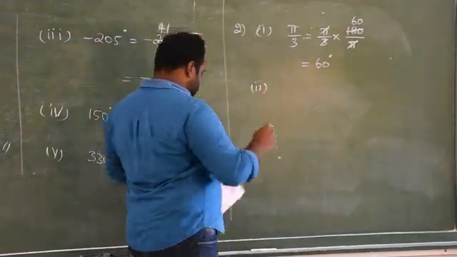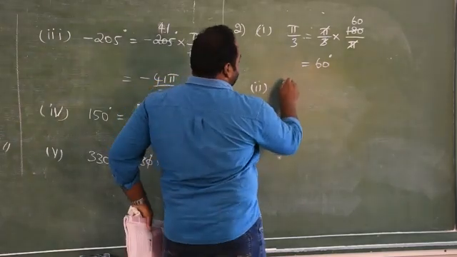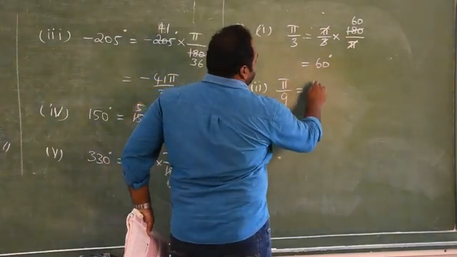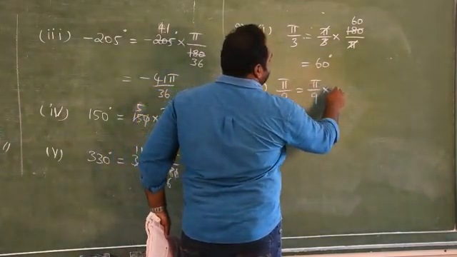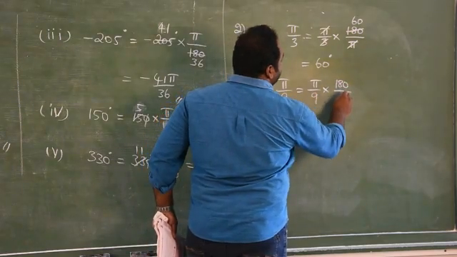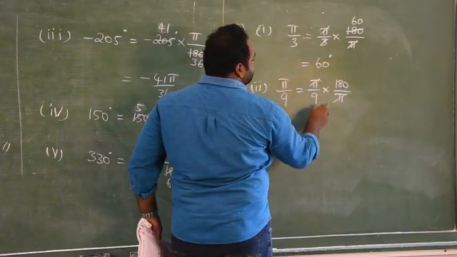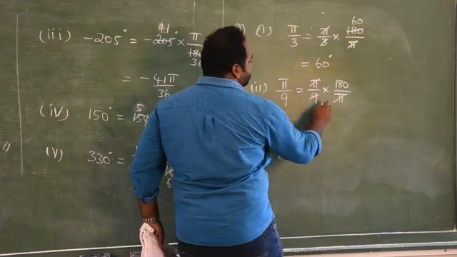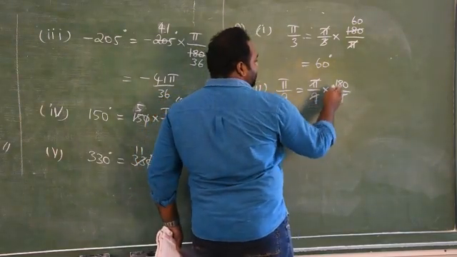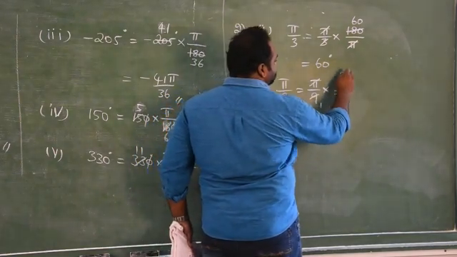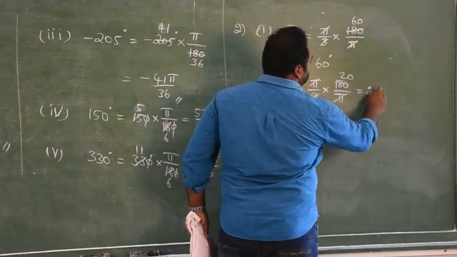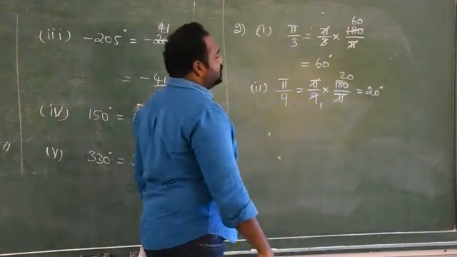Second question is pi by 9. Pi by 9 into, we know that, multiply with 180 by pi. The pi cancels. This is 9, directly we can cancel: 9 ones are 9, 9 twos are 18. So it is a 20 degree angle.